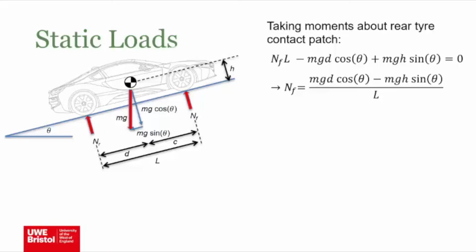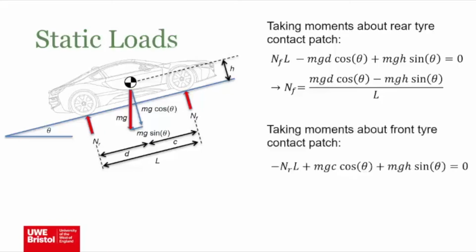Then if you do the same thing for the front contact patch, again we're taking moments around here. You've got your NR times L, which is going that way, and both of these forces going this way. So you have the cosine and the sine of these terms. Again, you can rearrange that and solve for NR. You end up with these two equations. They're quite similar. Instead of d, we've got c, and instead of a minus, we've got a plus in there.